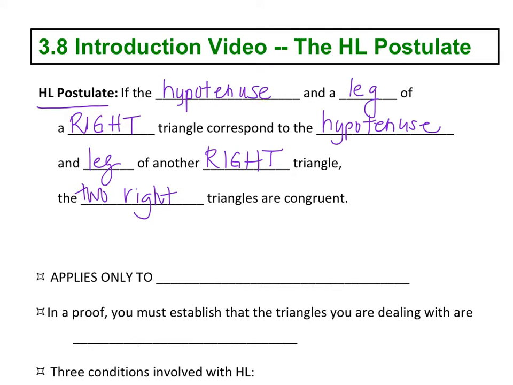You guys know about side, side, side; side, angle, side; angle, side, angle; angle, angle, side; and now you have HL. So hypotenuse leg. So you've got a fifth way to show that you have congruent triangles.